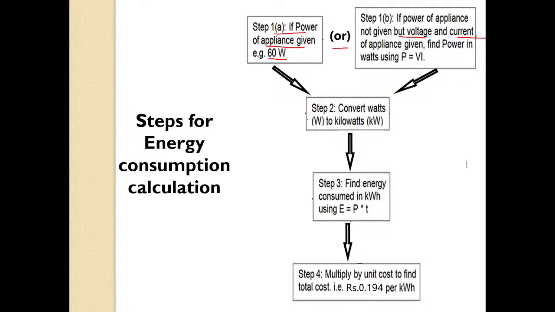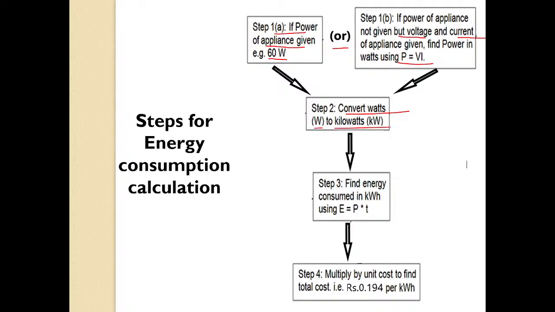So if you know the voltage and current rating, you can calculate the power. The formula is P is equal to V into I, which is the power rating. Now, after determining the power rating of the apparatus, you convert that watts into kilowatts.